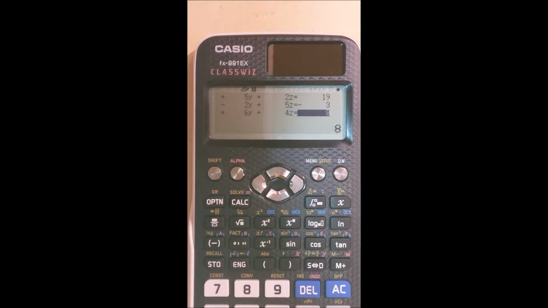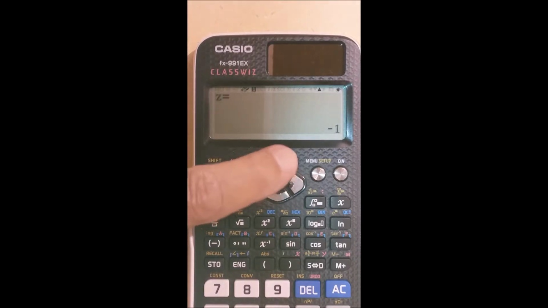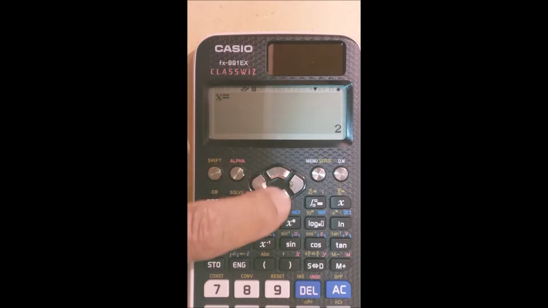Okay, when I get all those numbers in there, I hit equals again, and it tells me x is equal to 2, which I already worked out, y is equal to 3, and z is equal to -1. And if you forgot what they were and want to see them, you use the arrow keys to go up and down.